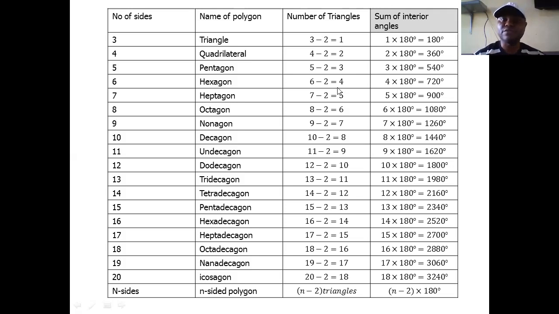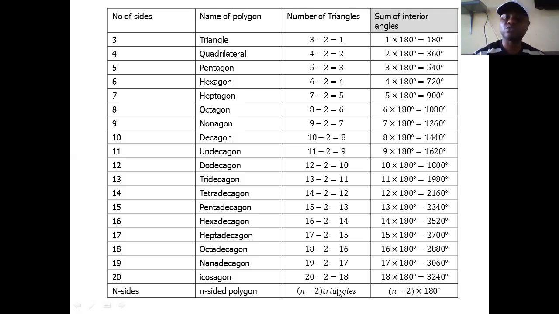So to get the number of triangles in any given regular polygon, simply subtract 2 from the number of sides. You will get the number of triangles in that polygon. As you can see, we are up to n sides. What is the number of triangles? It is n minus 2 triangles.